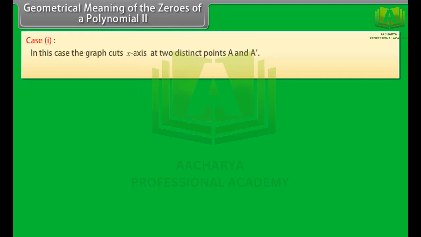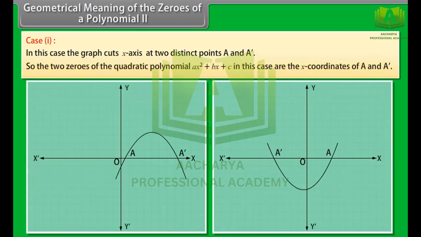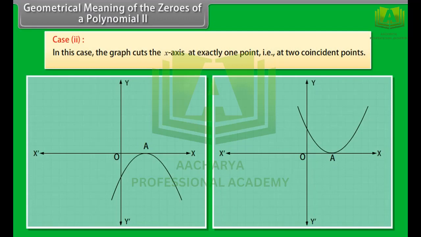Case 1. In this case, the graph cuts the x-axis at 2 distinct points, A and A′. So the 2 zeros of the quadratic polynomial ax² + bx + c in this case are the x-coordinates of A and A′. Case 2. In this case, the graph cuts the x-axis at exactly one point, that is, at 2 coincident points. The 2 points A and A′ of case 1 coincide here to become one point A.